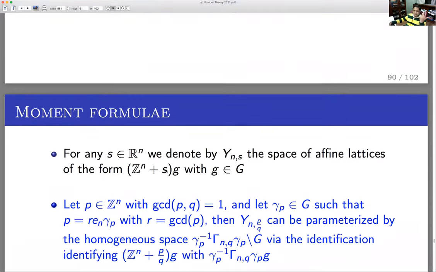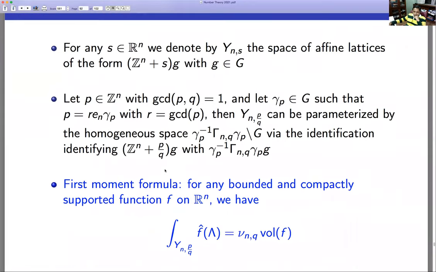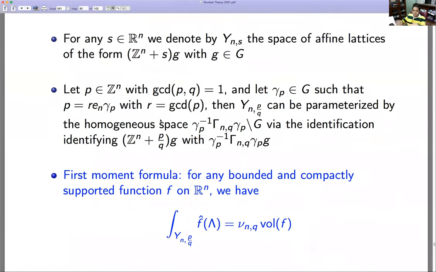And Siegel had a famous formula. Let me just ignore some of the technicalities which are written down for the congruence quotient. But Siegel had a famous formula which said that the average of the Siegel transform over the space of lattices is the integral of the function over R^n. So this formula here is a congruence quotient version of that formula. And what we need in order to prove the result that we prove is to compute higher moments of the Siegel transform.